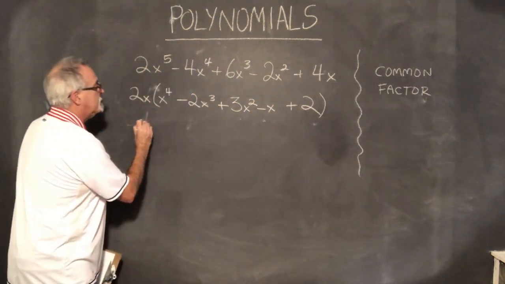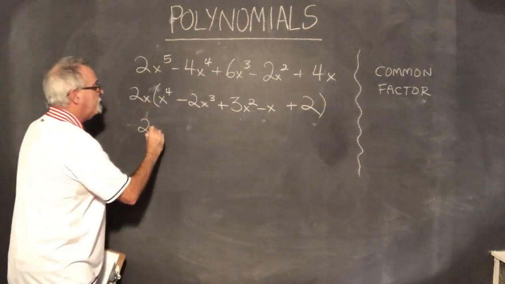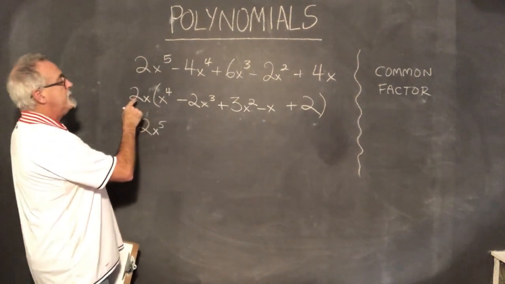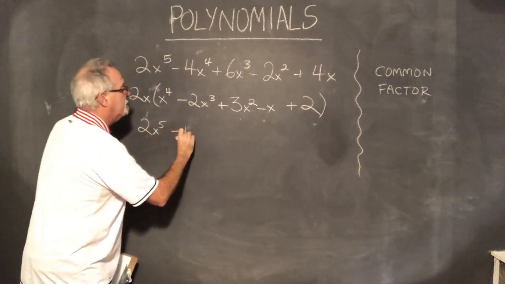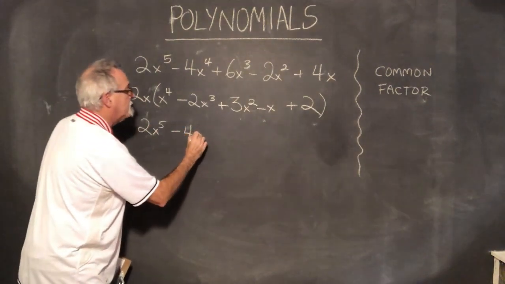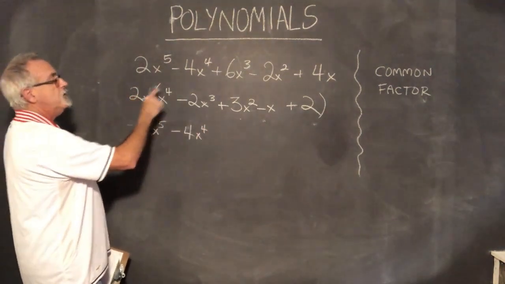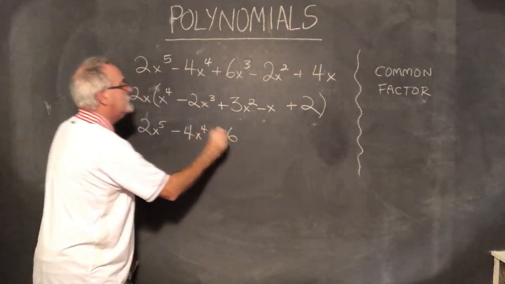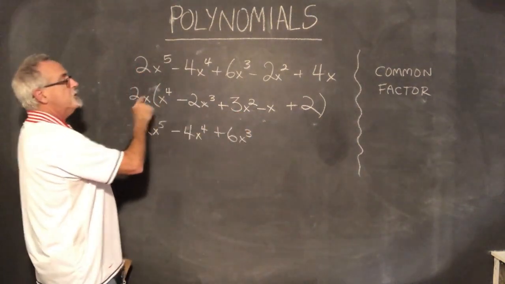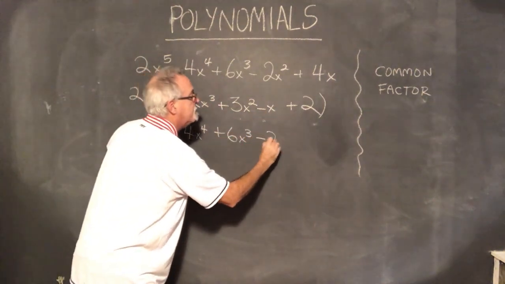2 times 1 is 2. x times x to the 4 is x to the 1 plus 4, which is x to the 5. 2 times negative 2 is negative 4. x times x to the 3 is x to the 1 plus 3, which is x to the 4. 2 times 3 is 6. x times x squared is x cubed. 2 times negative 1 is negative 2.